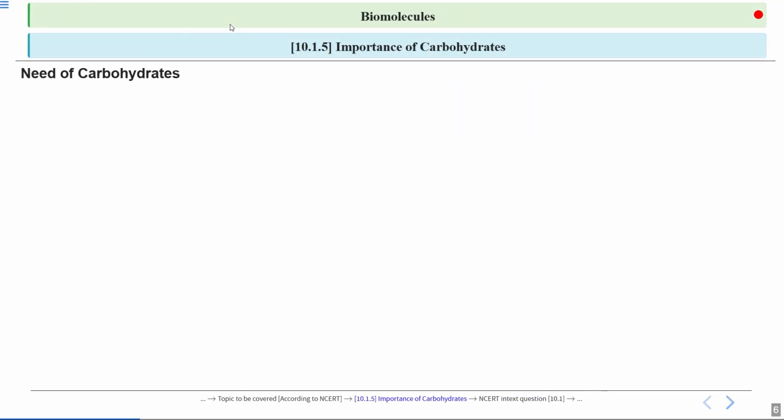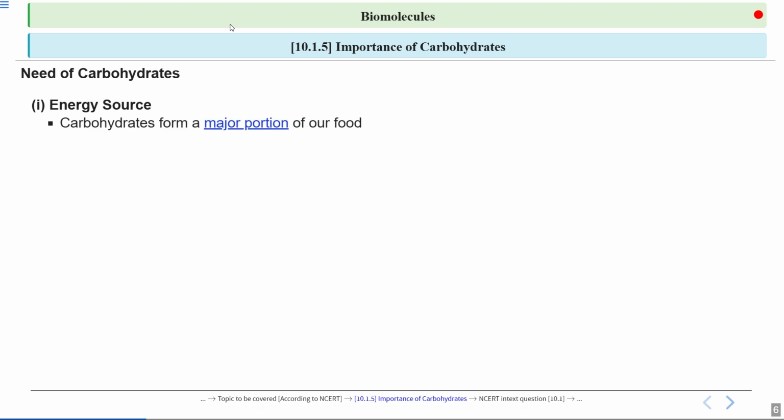Now we'll see the need of carbohydrates. First, we are going to talk about energy source. So carbohydrates make up the majority of the food we eat daily. For example, we eat roti, rice, bread, potatoes. So all are sources of carbohydrates. Therefore, we can say that carbohydrates, they play a vital role in our daily diet.